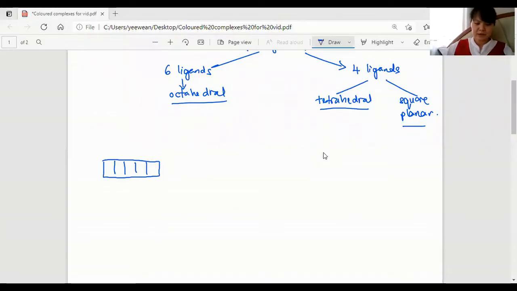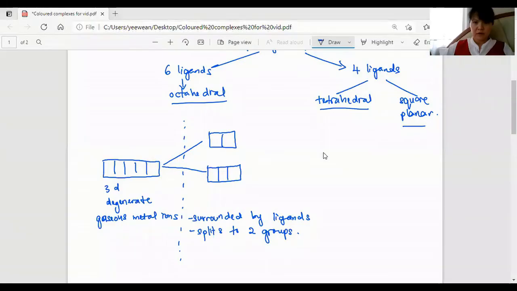In gaseous transition metal ions, all the 3d orbitals have the same energy. We call that degenerate. When they are surrounded by ligands, they split into 2 groups like this. This splitting is caused by the repulsion between the electrons from the metal ion's 3d orbitals and the electrons from the ligands.